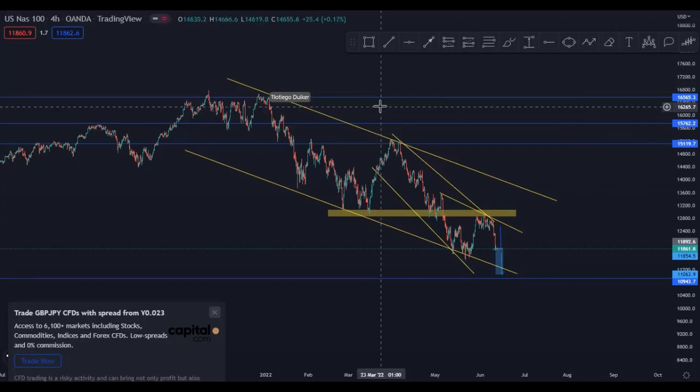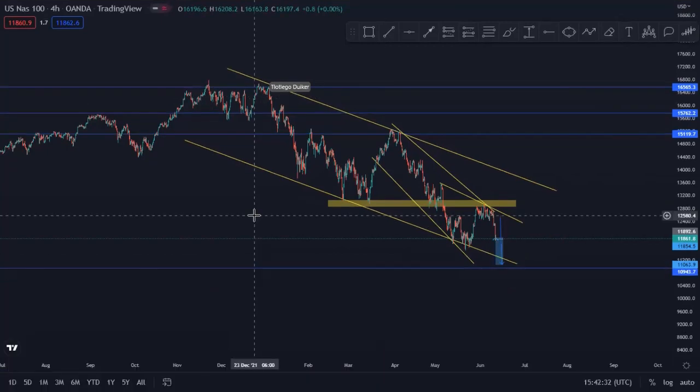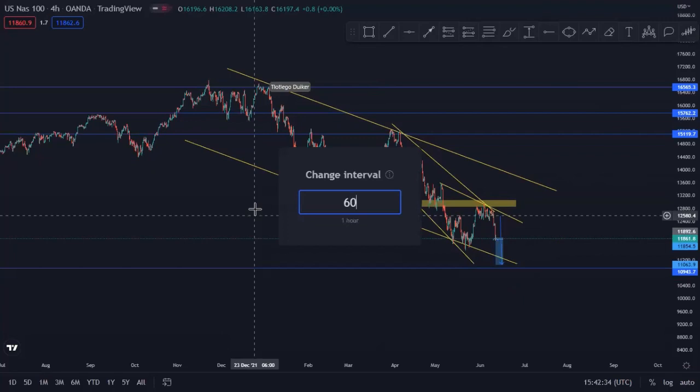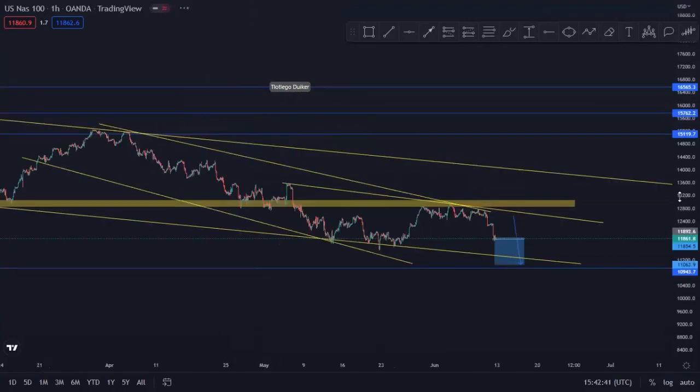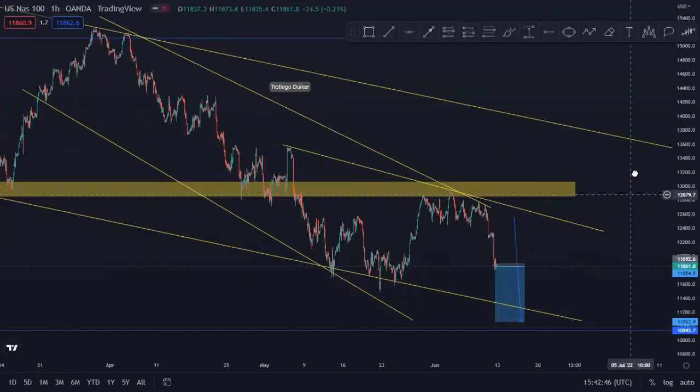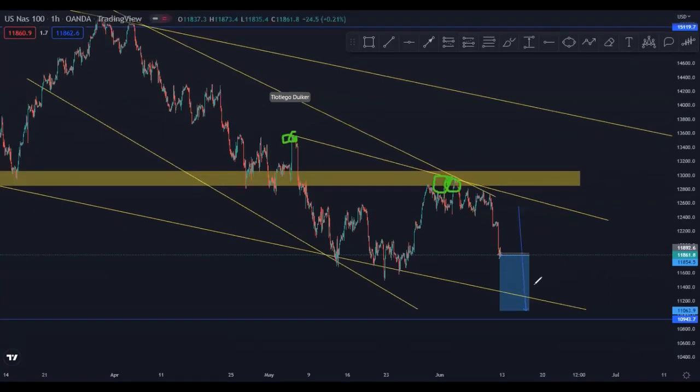So let me go to my 1 hour time frame. I think it's clear now. As you can see, it's even clearer now. This first touch, second touch, obviously a third touch will be a break. So we might expect, as you can see, this is also a channel.